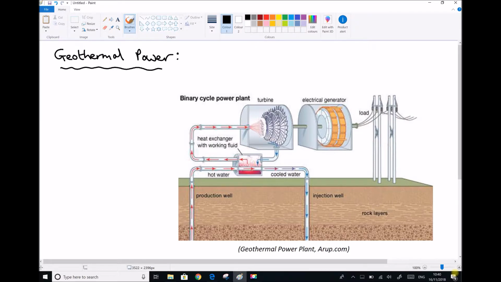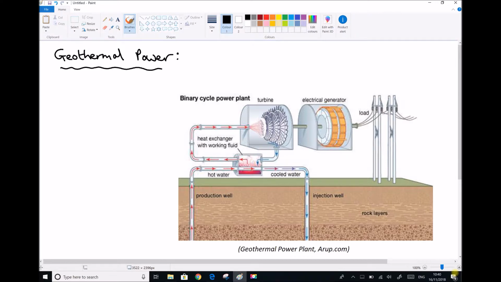Now, not every location is suitable for a geothermal power plant because those geothermal reserves sit at different depths in different locations. And in the UK, the best geothermal reserves, or the geothermal reserves that are closest to the surface, are actually in the south of England. So how does a geothermal power plant work?